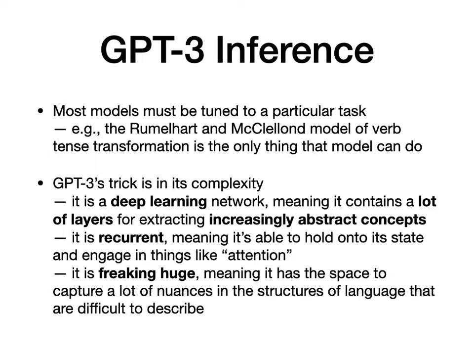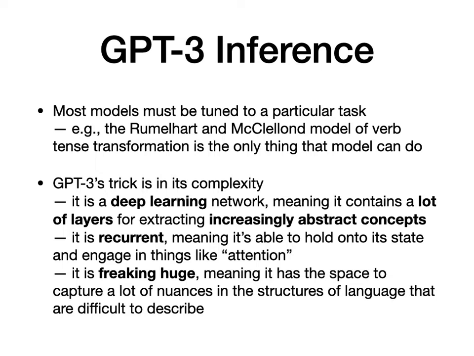So one of the tricky things that GPT-3 can do is it can abstract a lot of things. That's because most models need to be tuned to a particular task, right? Think back to the Rumelhart-McClelland model. Verb tense transformation was the only thing that model could do. It wasn't designed to also count to 10 using language. It didn't have that capacity because it didn't have any nodes for such a thing.